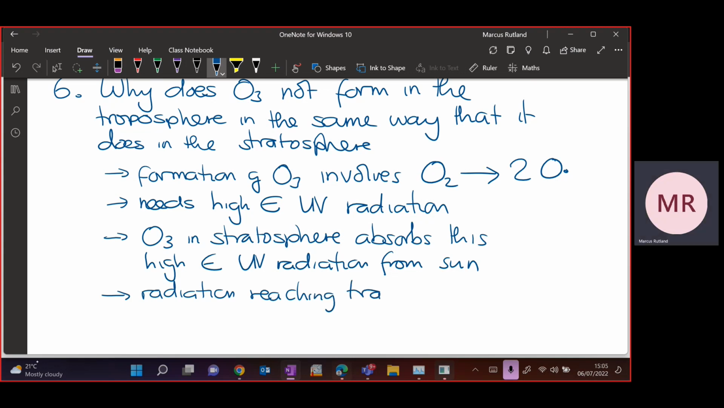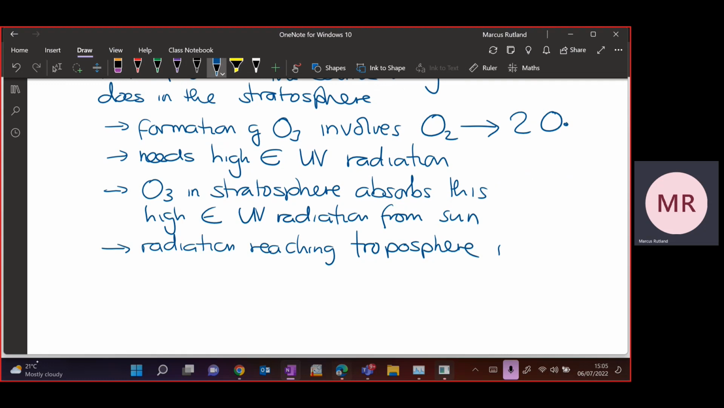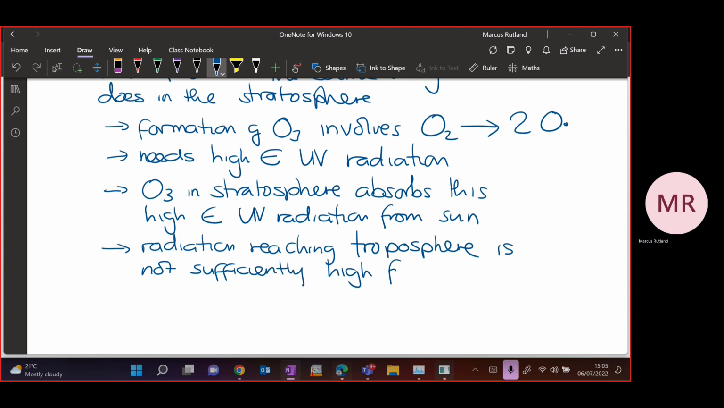and be careful how you explain this. This isn't about quantity. It's not that there isn't enough radiation. Sorry, hang on. The radiation reaching the troposphere is not sufficiently high frequency to break bonds.